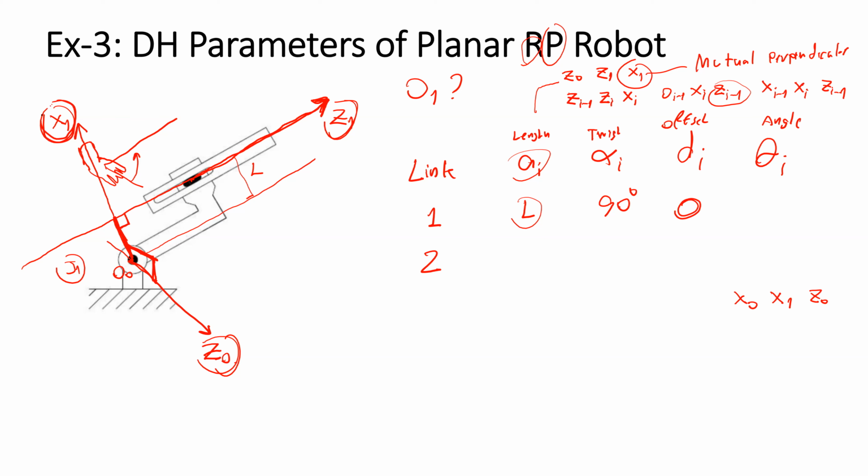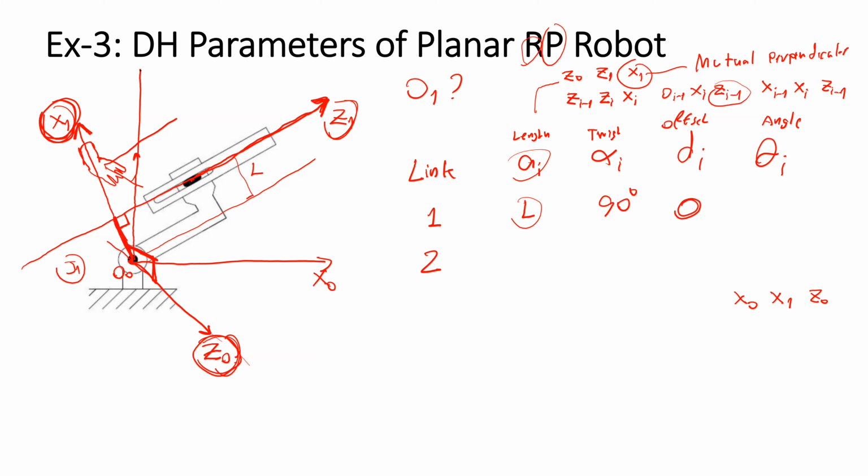Now x1 is pointing in that direction, but you still didn't set the x0. You just know that z0 is pointing out from the paper, the screen. Of course, you may set x0 to that direction. It's also possible. Or usually, you always set x in the horizontal plane. So you may set x0 in this direction.